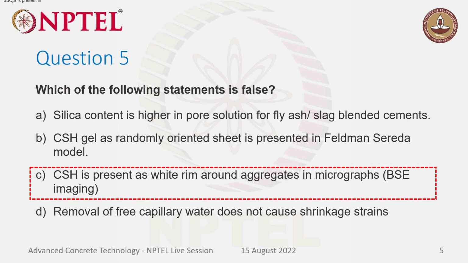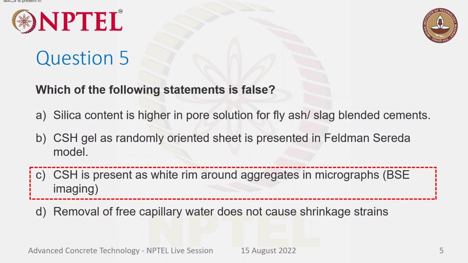That is true. And then option B: as per the Feldman-Sereda model, CSH is a randomly oriented sheet. So that is also true. And removing the free capillary water does not cause shrinkage, because it is the removal of water from the gel water that causes shrinkage. Capillary water will not much result in shrinkage strains, because it does not cause any strain in the pores, as the pore size is larger compared to the gel pores. So that is also true.